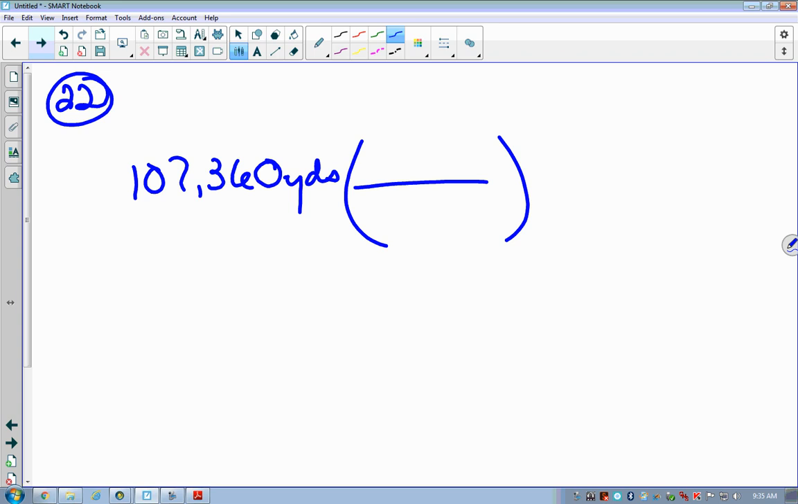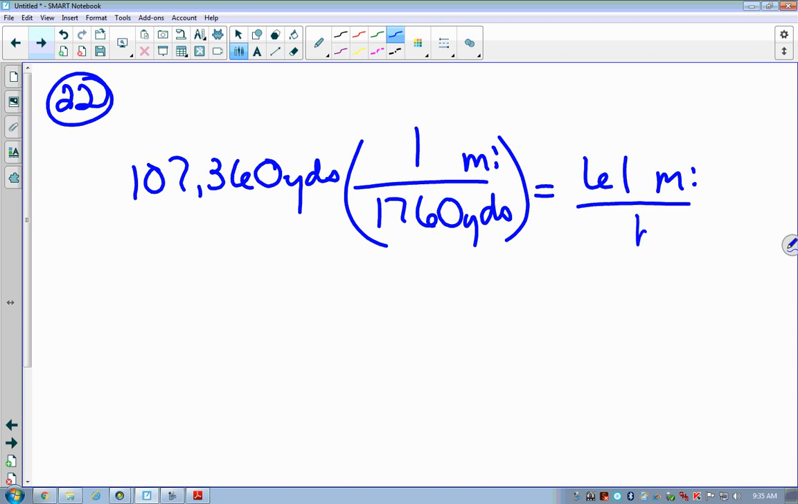What unit goes on the bottom? Yards. What goes on top? Miles. Which one gets the 1? The miles. How many yards are in a mile? 1,760. What do I need to do? Divide 107,360 by 1,760. 61 miles per hour. It's pretty fast.